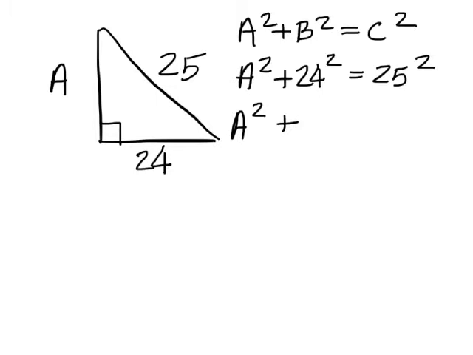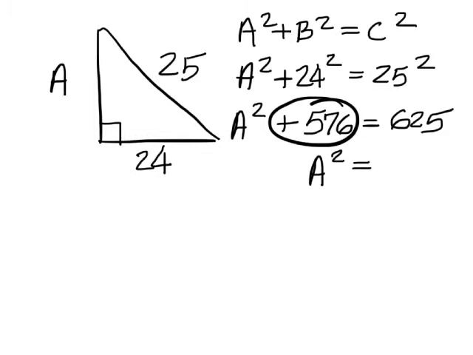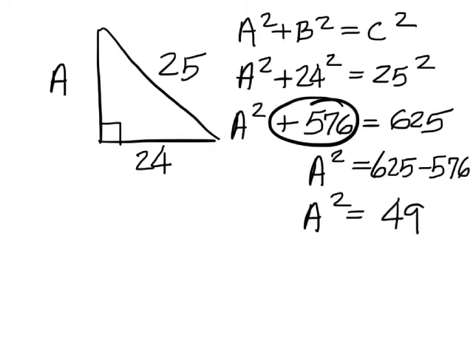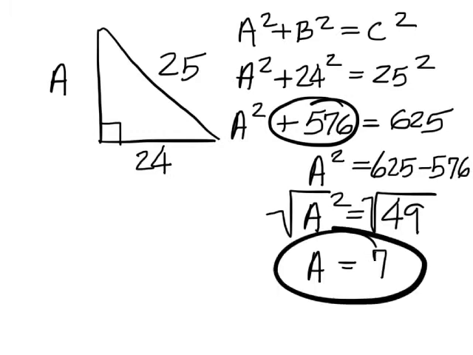24 squared is 576. And 25 squared is 625. We want the A squared by itself, so we solve it as an equation. Keep the A squared on the left, but move this plus 576 to the right side and make it minus 576. 625 minus 576 is 49, and from there you would find the square root of both sides. The final answer would be A equals 7.